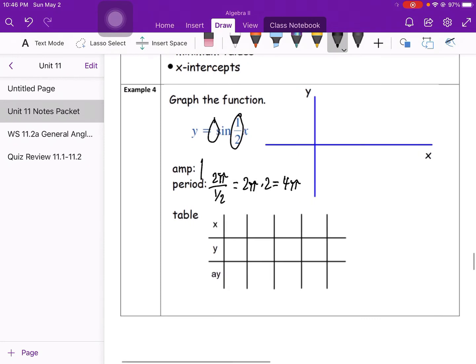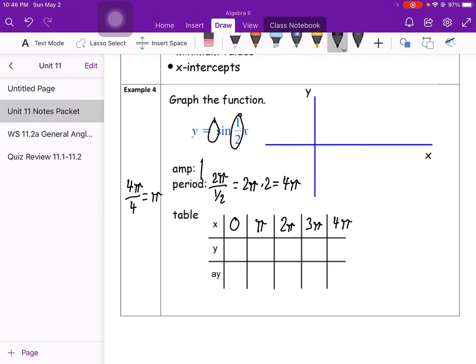So what that means is we need to take 4 pi and split that up into 4 equal pieces, 4 equal increments. If you divide that by 4, you get pi. So that's what we're counting by in the x column. So it's 0, pi, 2 pi, 3 pi, and then if you do it correctly, you should end with the complete period from 0 to 4 pi.